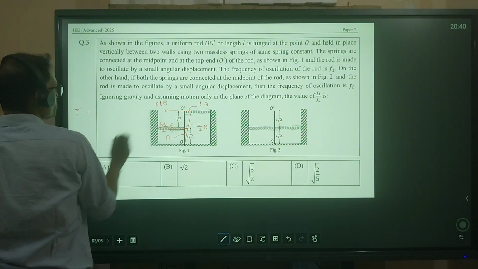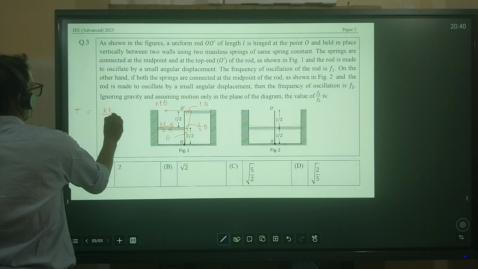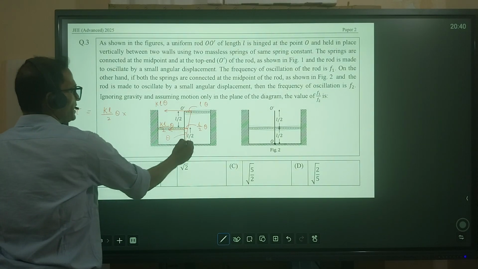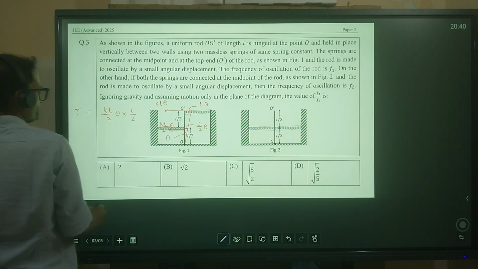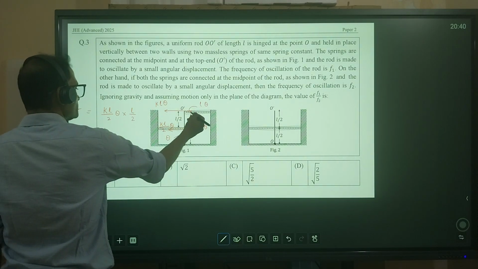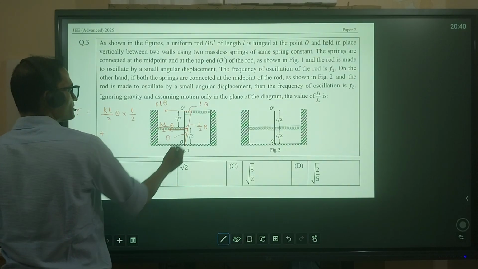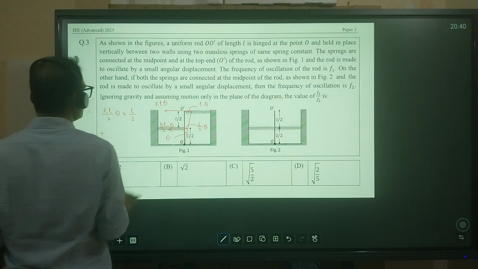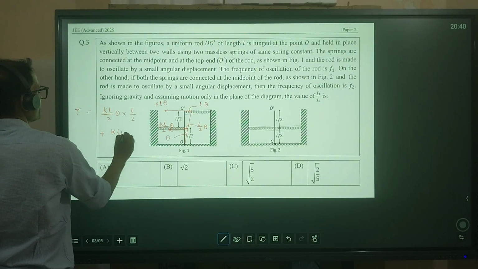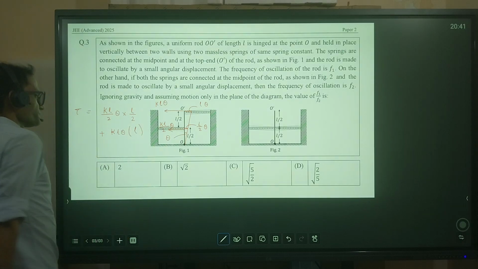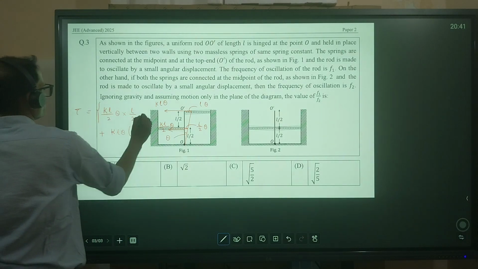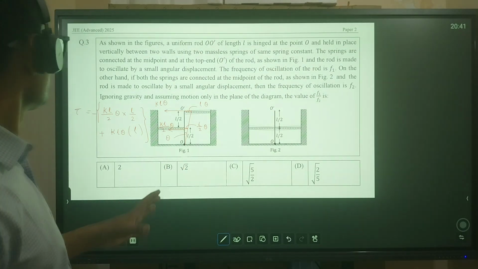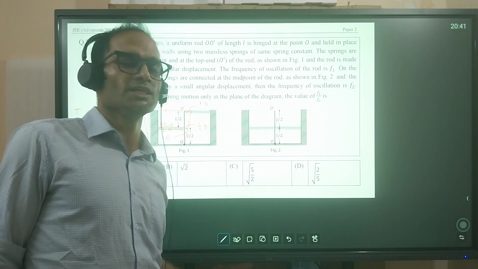Torque will be this force KL by 2 theta multiplied by this length, which is L by 2, plus, see, the torque is in the same sense. This one is pulling this way, and this spring is pushing this way, and here the force is KL theta and the length is L. So this is our total torque, but I will write a minus sign. Why the minus sign? We can see that the torque is restoring in nature.